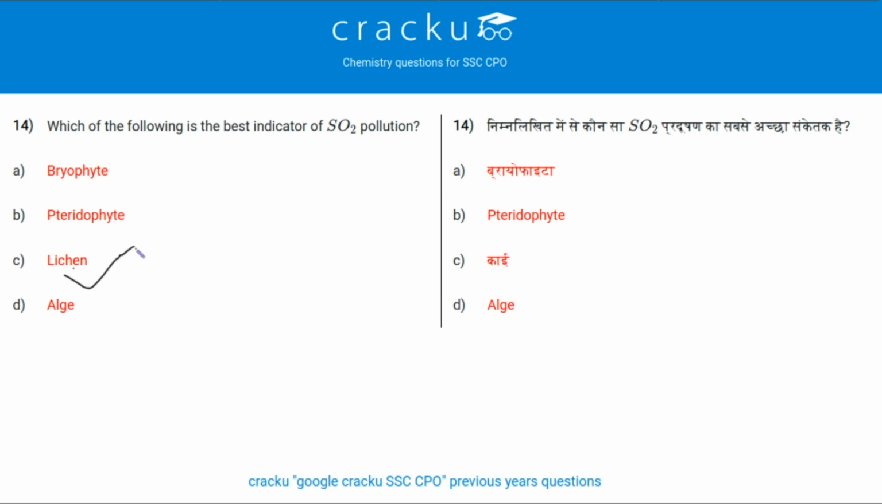Lichen is a composite organism that arises from algae or cyanobacteria living among filaments of multiple fungi species. They are very sensitive to sulfur dioxide and do not grow in a polluted area. So these are the best indicators of SO2 pollution. Next question.